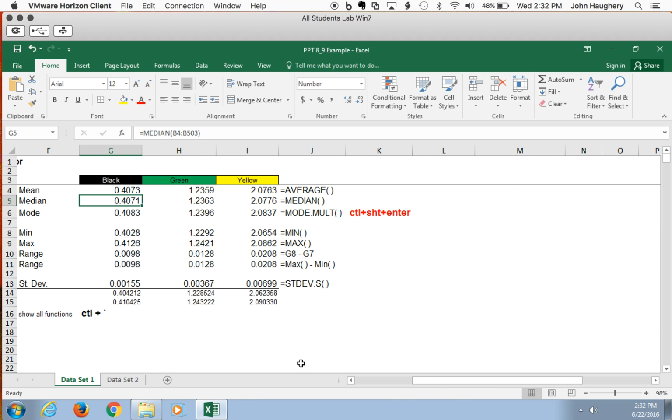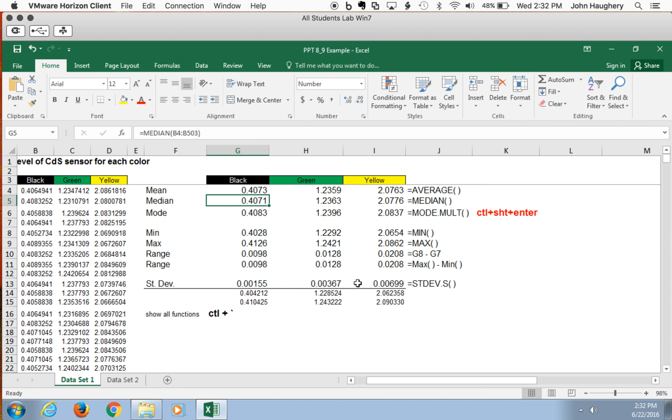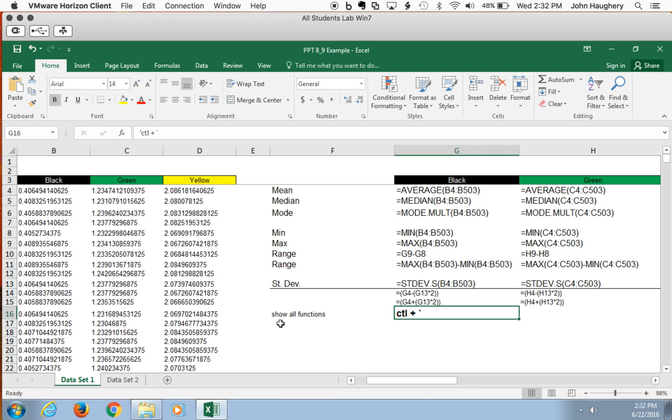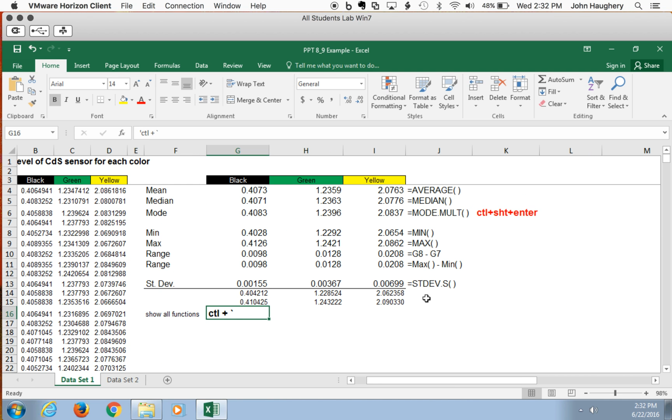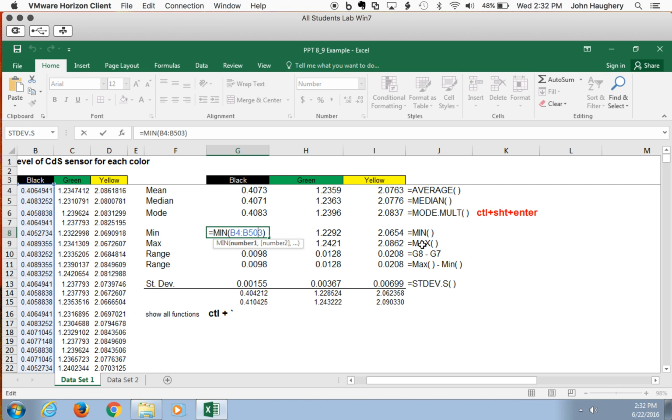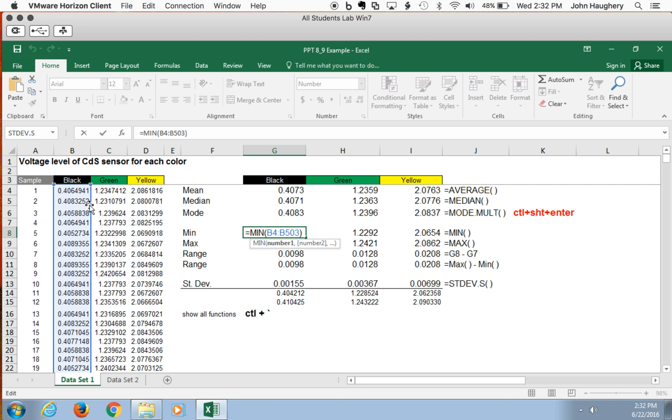So if we have a data set spreadsheet and we're not sure what the actual functions are, or we want to see what the functions are, we can just hit Control tilde. It'll show us that, and we can hit Control tilde to go back. We can always double click on the cell and it will show us where it's looking. It'll highlight the cells or the range of cells that it's using in the calculation.